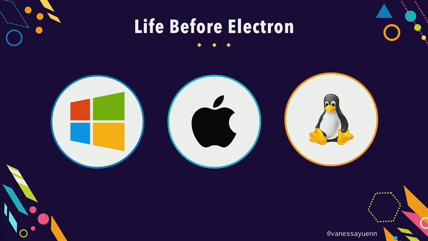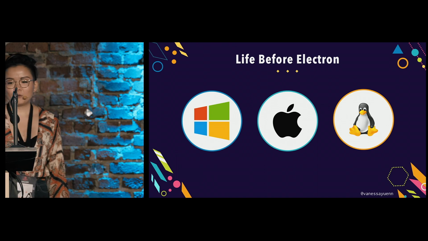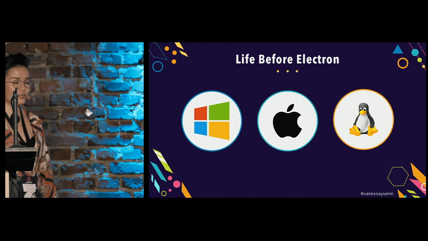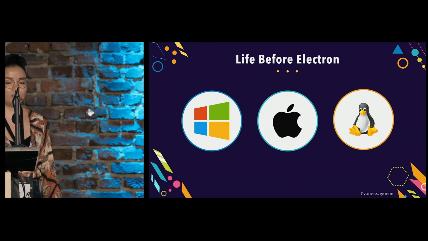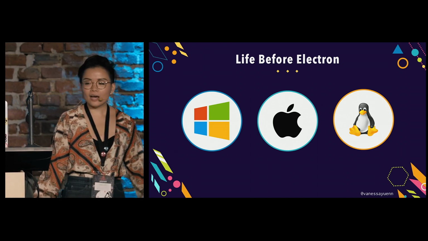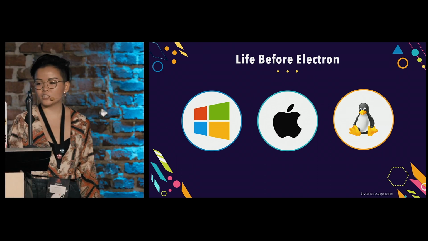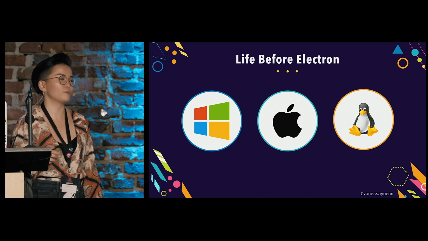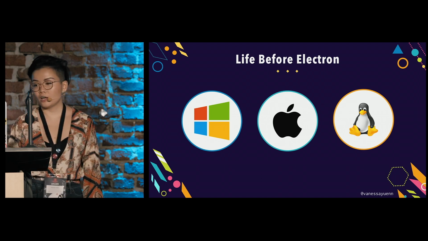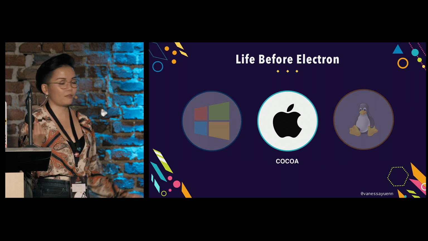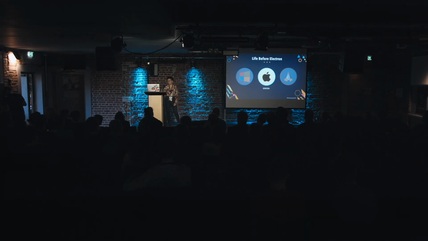So I want to start off by talking a little bit about what life was like before Electron. Before Electron was born, if you were a sole developer and you decided to build a desktop application, you had quite a few choices in terms of technologies. But first, you have to think about which platform you want to target first. So let's say you go with Mac, and you decide to use Cocoa.